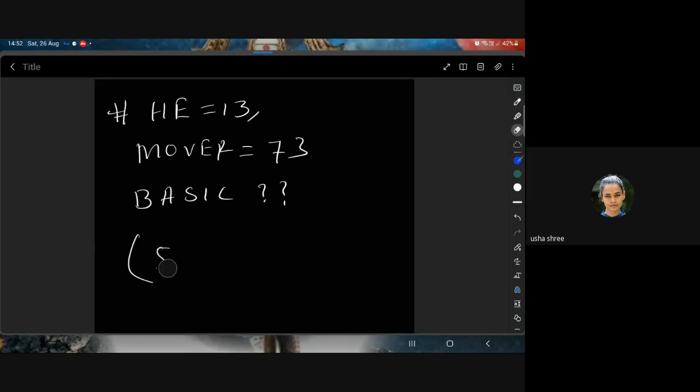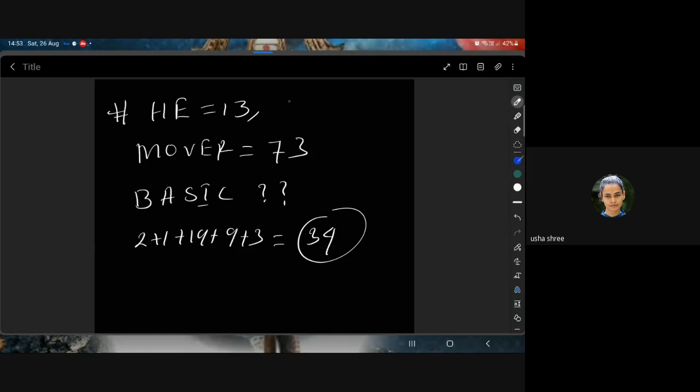Okay, 34 is the answer. How? B is 2, A is 1, S is 19, I is 9, and C is 3. All put together is 34.